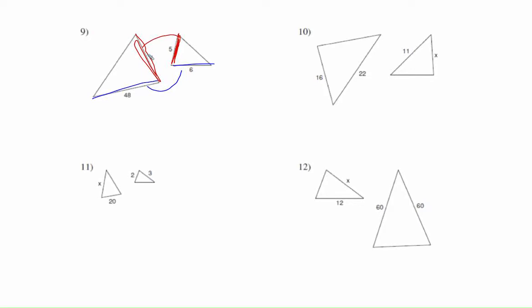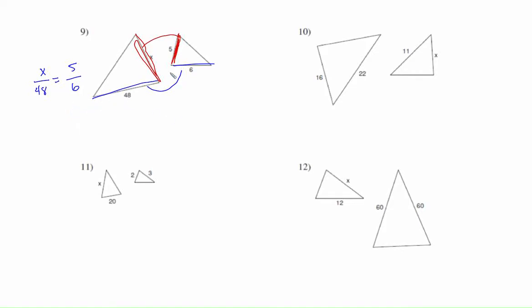I need to go here, x over 48. That's the first shape, part 1, part 2. And the second shape, 5 over 6. Okay, from there I can solve this any way I want to, find out what x equals by solving the proportion.